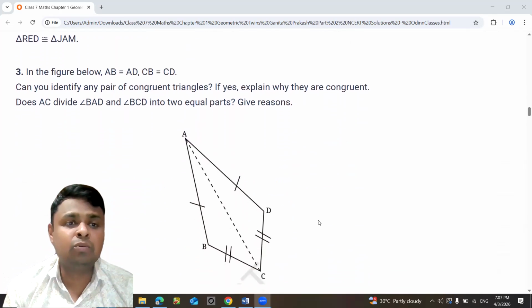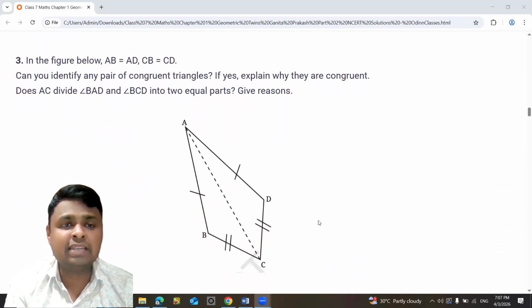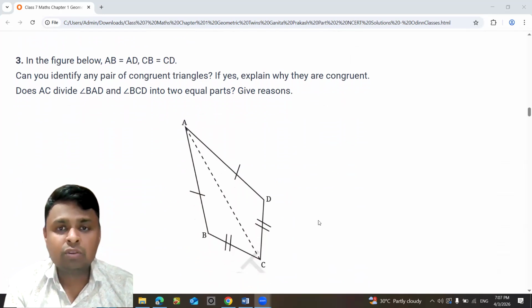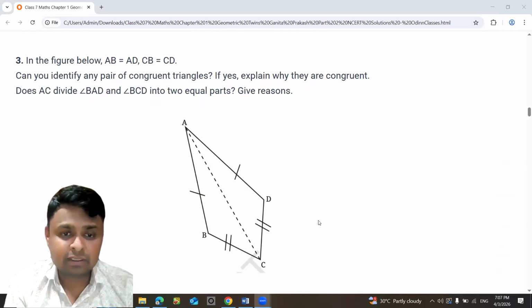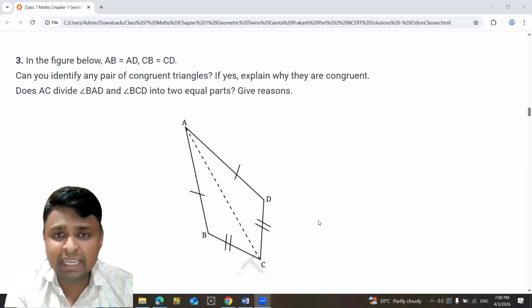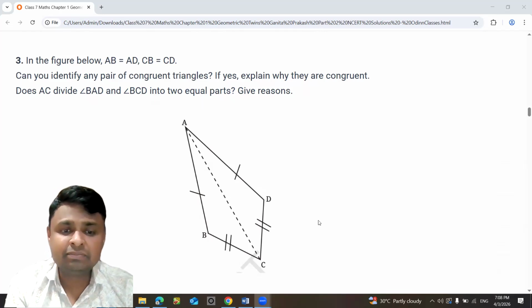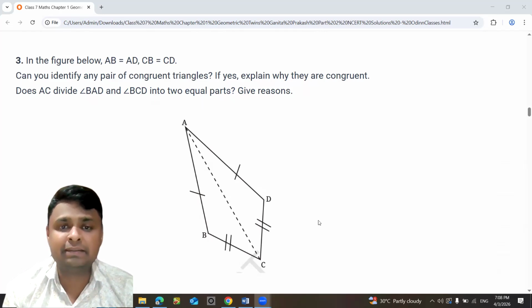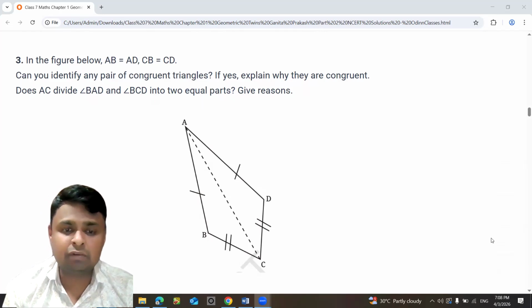Now in the figure below, AB is equal to AD and CB is equal to CD. Can you identify any pair of congruent triangles? Look at the triangles. The equal parts are shown by similar markings. We have triangle ABC and triangle ADC. So AB is congruent to AD, BC is congruent to DC, and AC is the common side. So you have to give reasons for it.